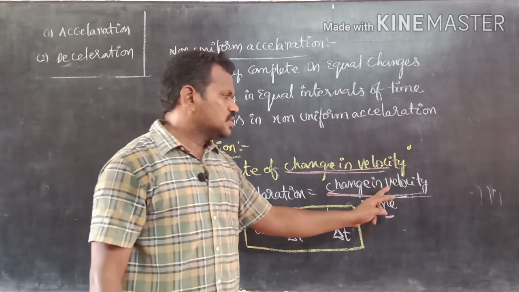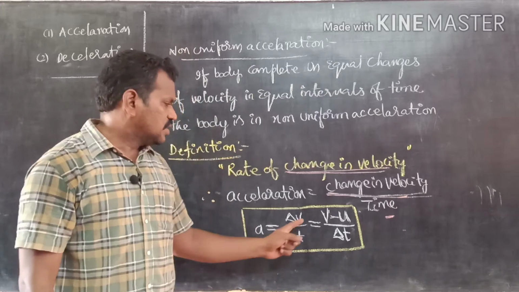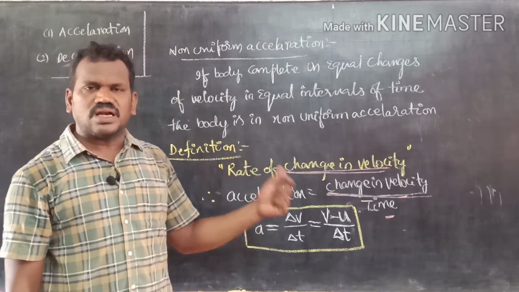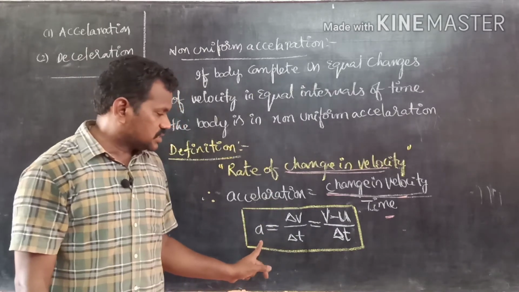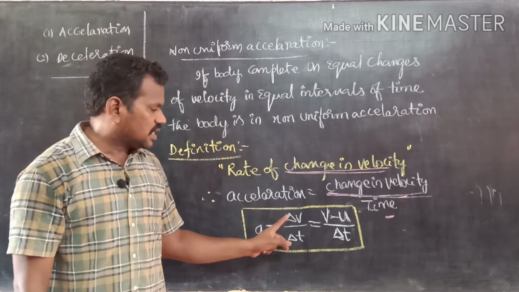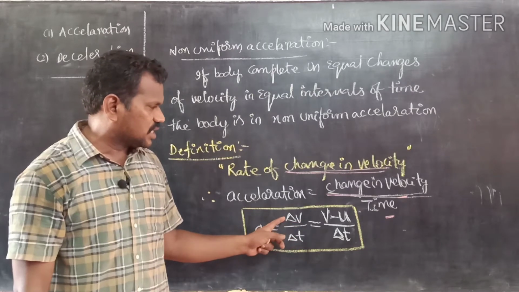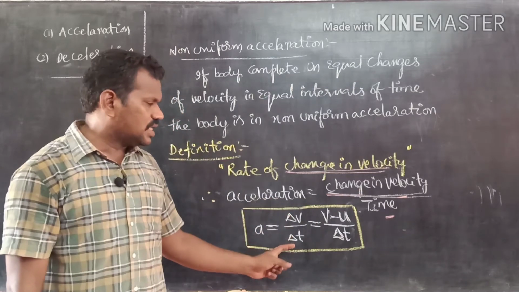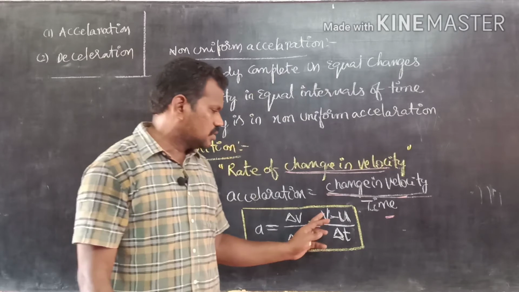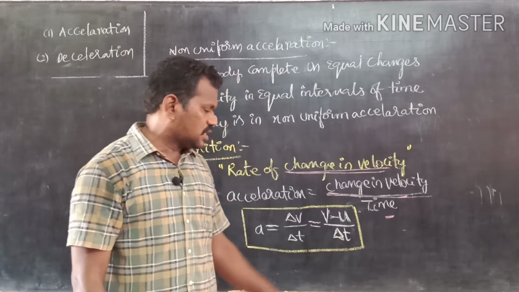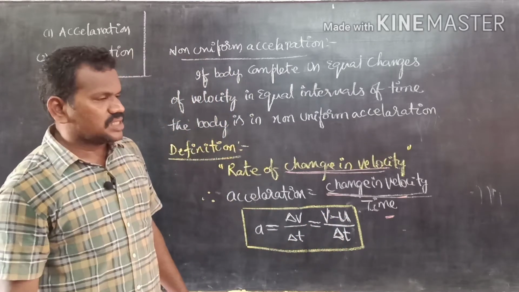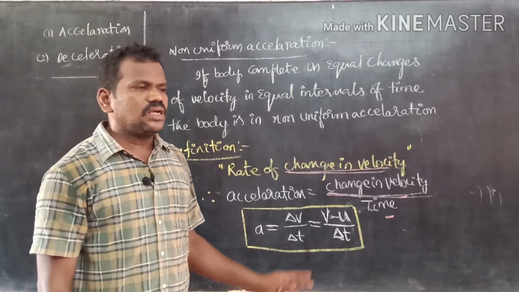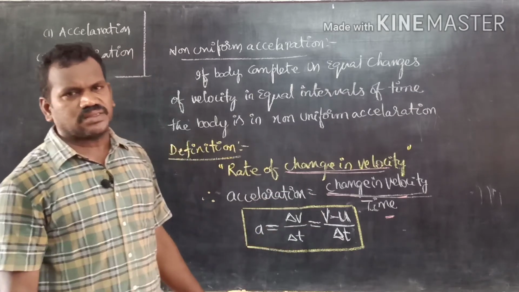We already know change in velocity is final velocity minus initial velocity, as we said earlier. So acceleration a is equal to delta v by delta t. Why delta v? It is nothing but the change of velocity. Delta v by delta t equals (v minus u) by delta t. Let us now discuss the units of acceleration and the meaning of deceleration.